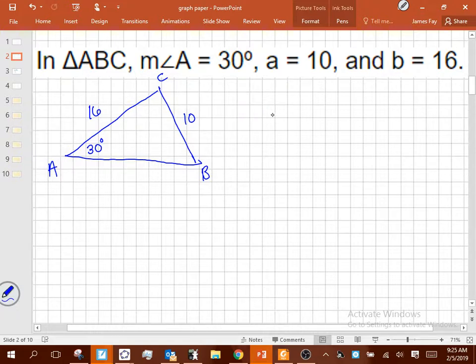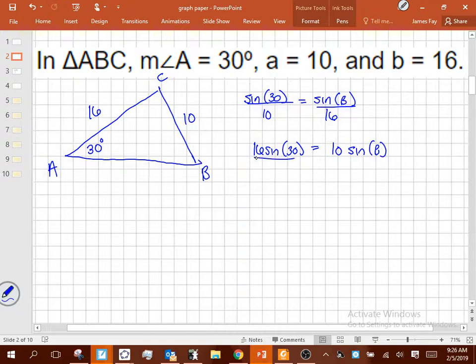B. Okay. So I'm going to say sine of A, which is 30 degrees, over 10, is equal to sine of B over 16, right? Cross multiply, I get 16 sine of 30 equals 10 sine of B. Divide both sides by 10. And now what would I do?